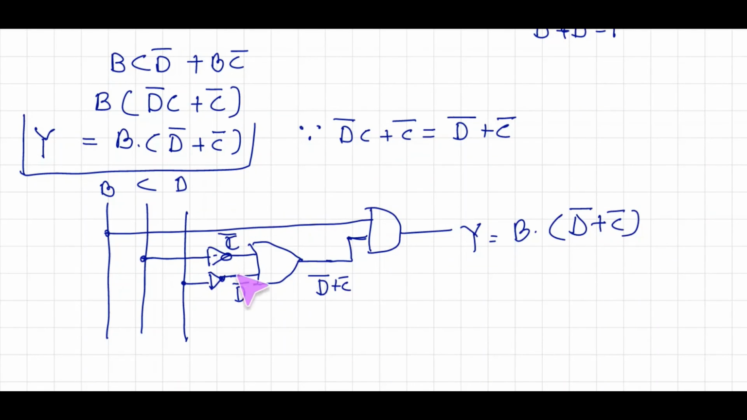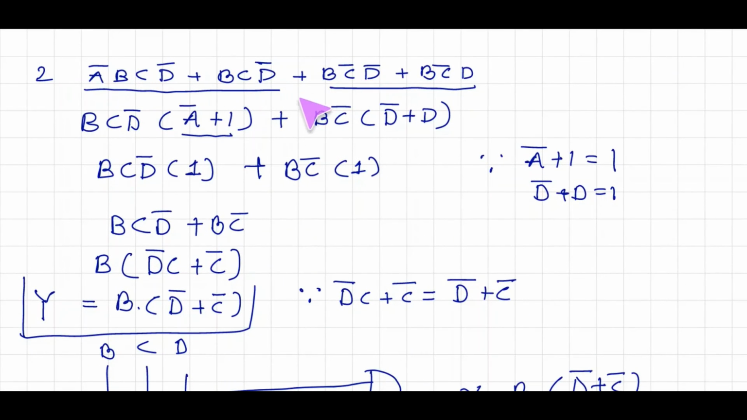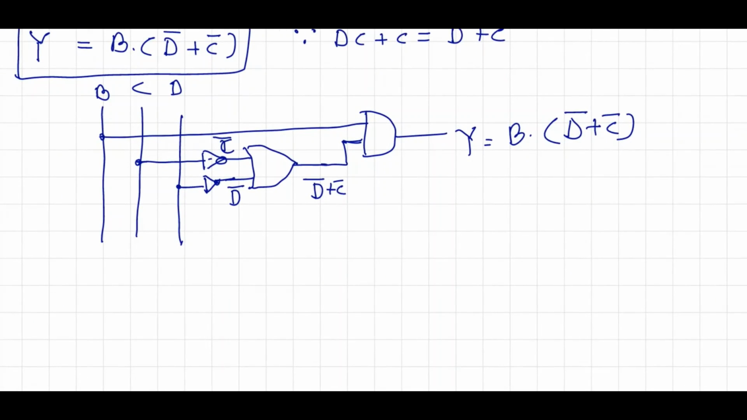So this way the complex expression can be simplified using Boolean algebra, and we can reduce the logic circuit. So this way we need to try the problems.